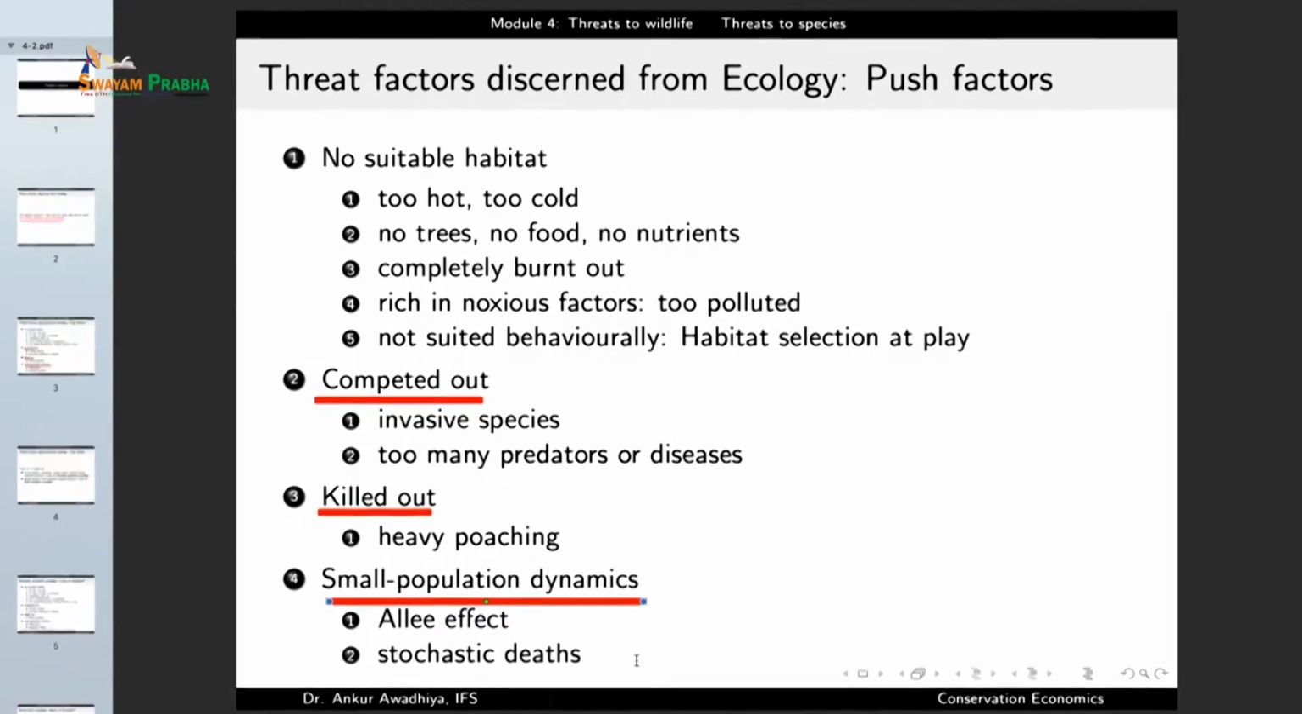So these are the impacts that occur when the population size is very small, and these are known as small population dynamics. So these are all different threat factors that we can discern from the ecology of different species. There could be the push factor of an unsuitable habitat everywhere, or there could be a biological factor that these individuals are getting competed out because of invasive species, because of predators, or humans could be involved in killing out the individuals of the population, or there could be small population dynamics because of which there is a big threat to the small populations.